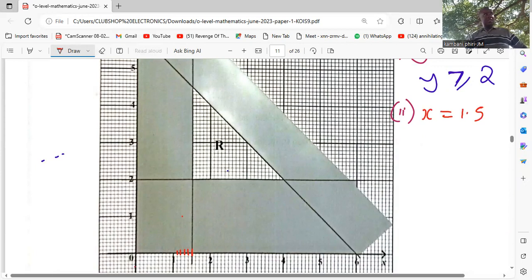And now, since it's shaded here on the right-hand side, which is greater than the left-hand side, which is less, and it is a solid line, this will be x is greater or equal to 1.5.